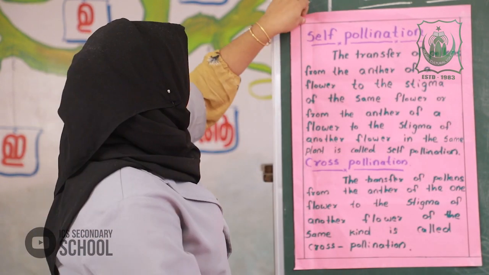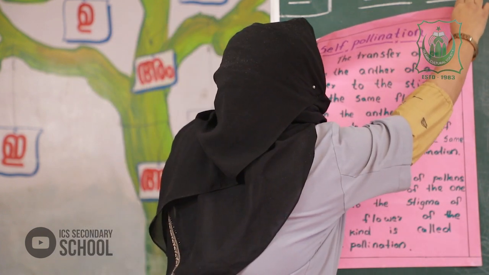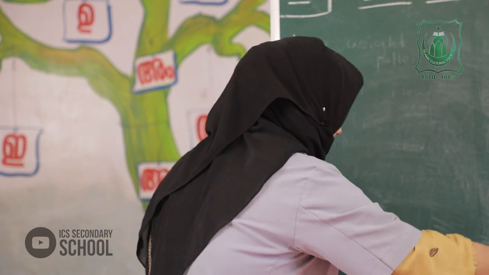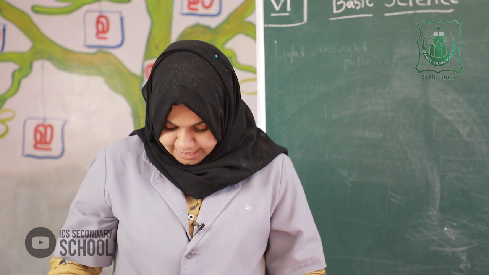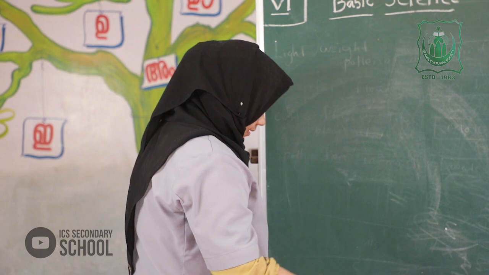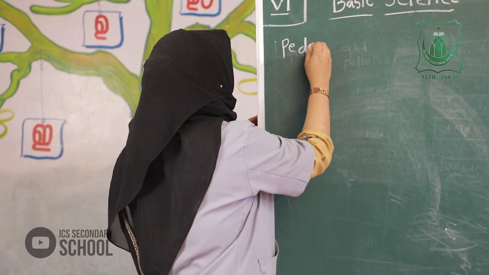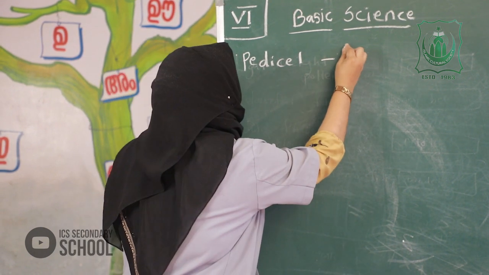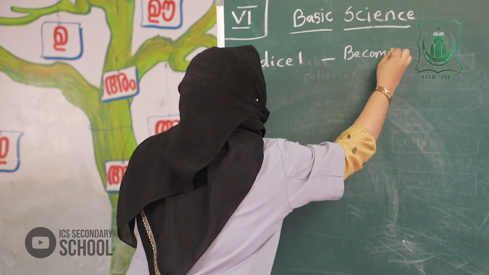Next, after fertilization, you can see the withering of petals. Yes, after fertilization, withering of petals occurs. Then which parts are left? Yes, pedicel and thalamus are left. We can see this on page 39, parts of the flower and changes. What change occurs in the pedicel? After fertilization it becomes hard.